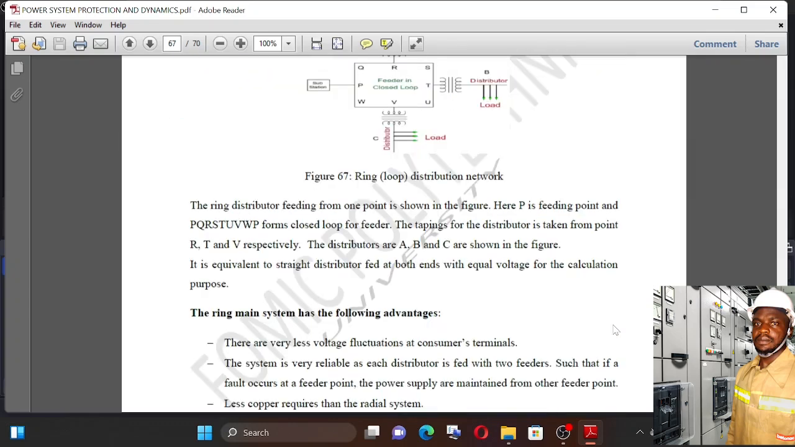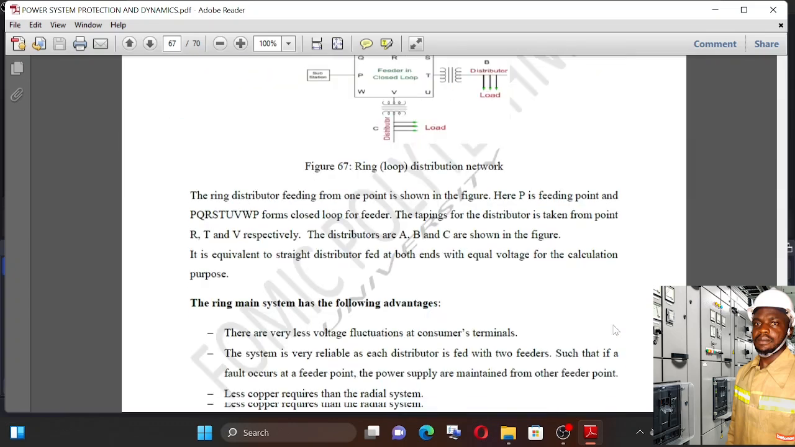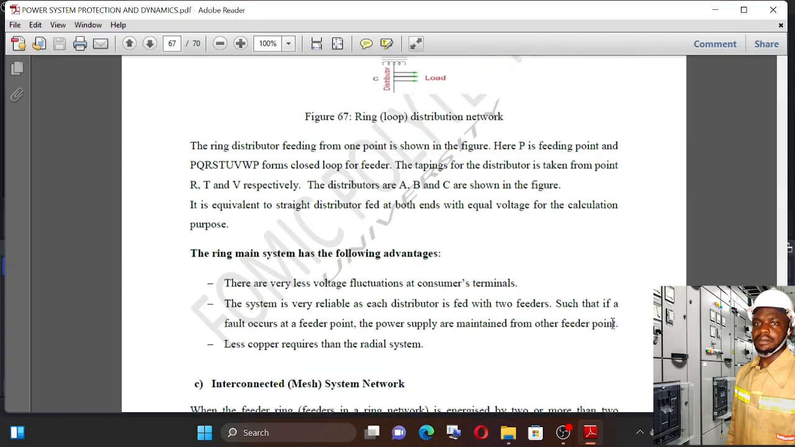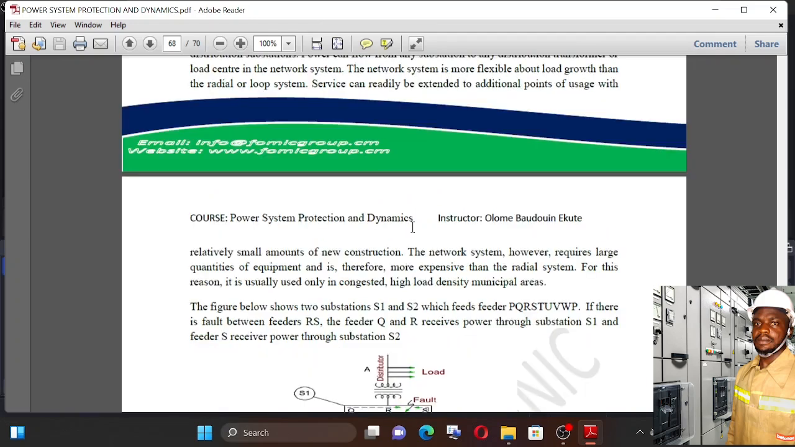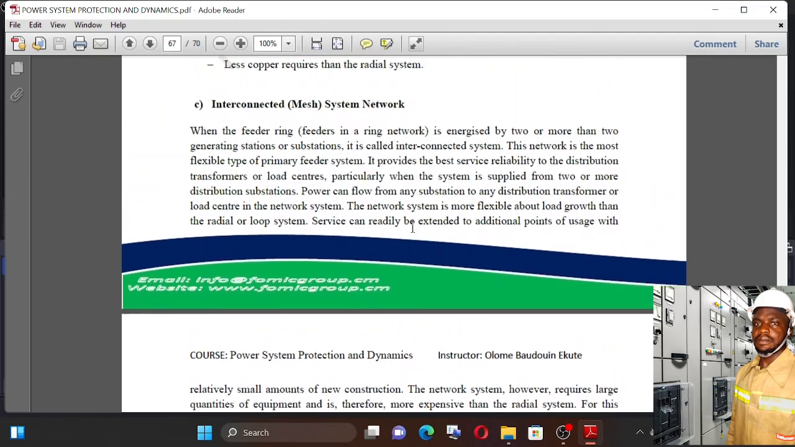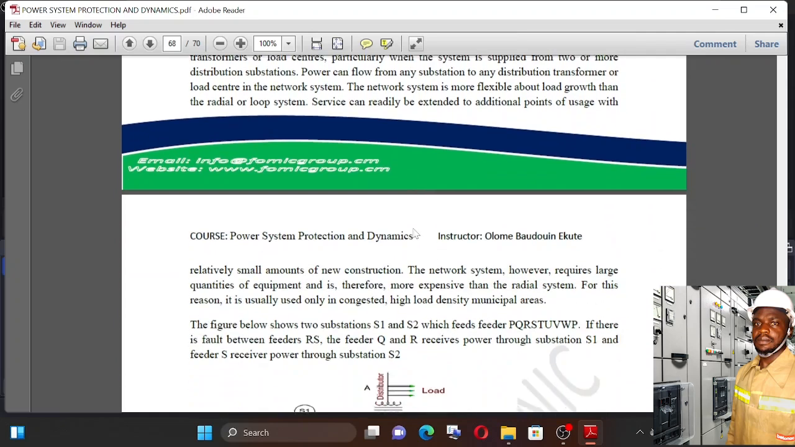Then we have the interconnected system. So we have disadvantages and advantages. An advantage as well is that there are much less voltage fluctuations at the consumer's terminal, unlike in the radial system. Then we have the mesh, or interconnected, system network.